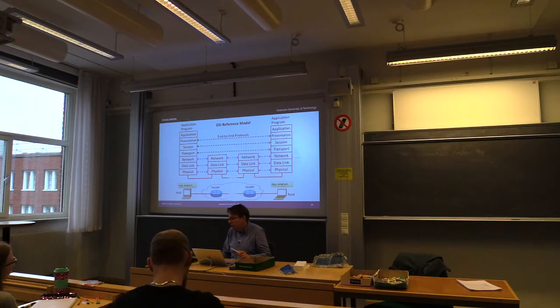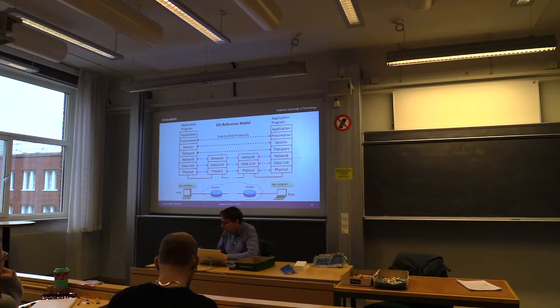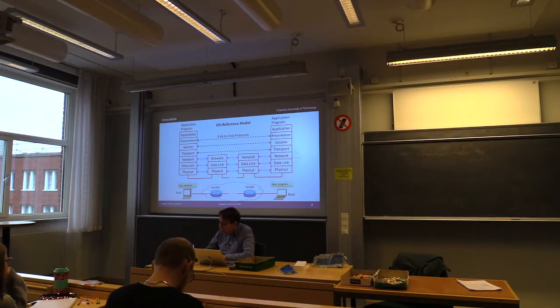All right. And then to finish this off, if we look at the OSI reference model in more detail, we have, as we learned from before, 7 layers, 1 to 7, and typically these 3 layers are then merged.